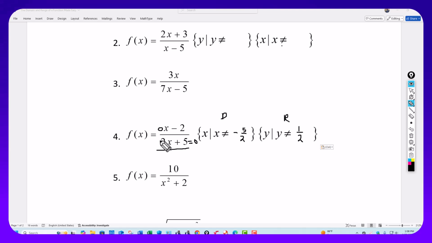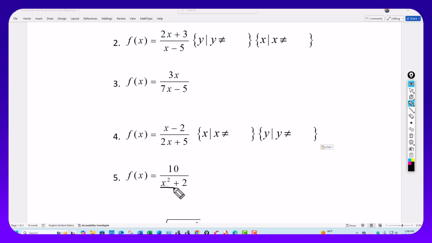Now if there are some that do have a square on the bottom and so forth, those can still be done using regular techniques. Sometimes you'll have to look at the graph and so forth. For example, number 5. This method is not going to work for number 5 for the most part. In general, it's not going to work. But let's look at the domain first. So we've got f of x is equal to 10 over x squared plus 2.